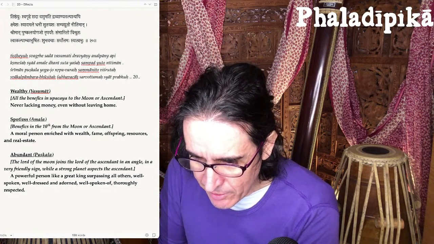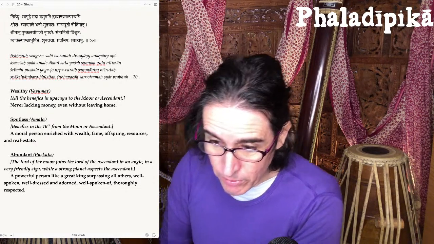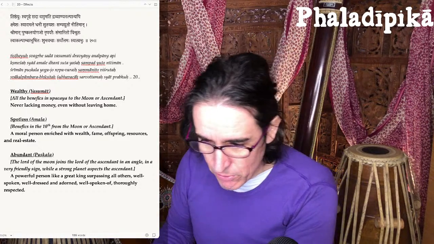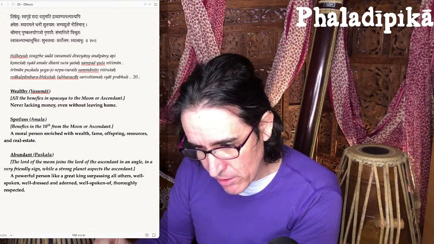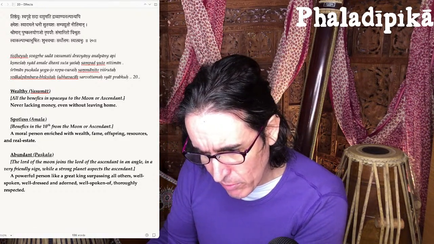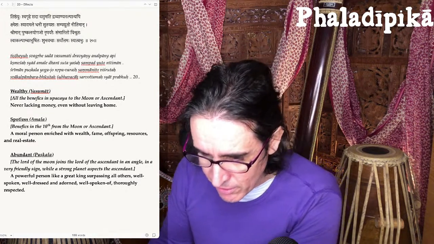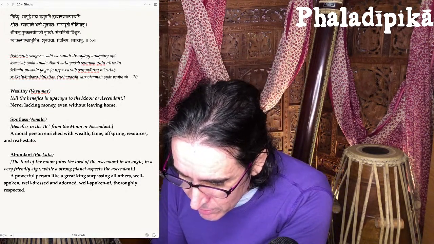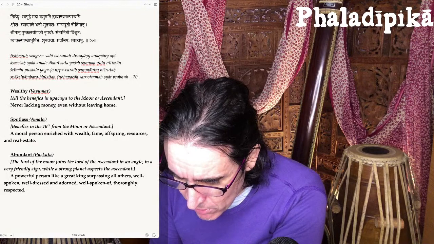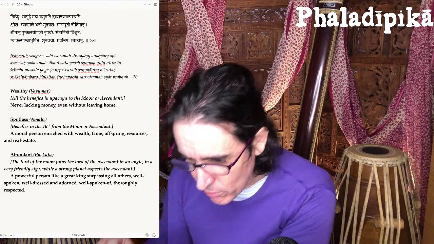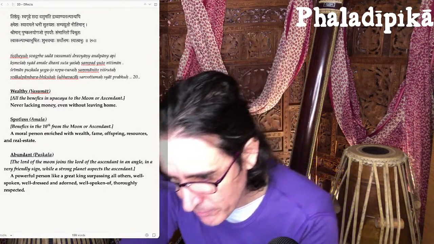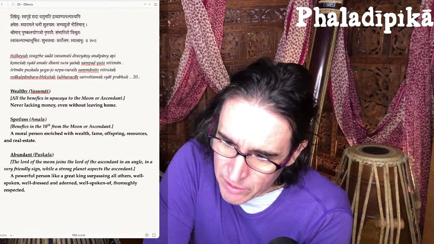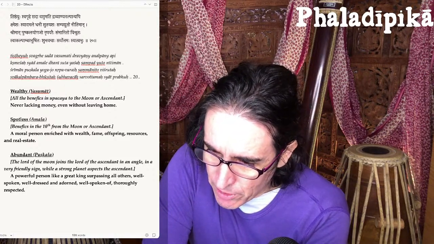And then this last one, the Puṣkala, this was the really complicated one to get. Lord of the moon joins the Lord of the ascendant in an angle in a very friendly sign, while a strong planet aspects the ascendant. The result is a powerful person, like a great king surpassing all others, well-spoken, well-dressed and adorned, well-spoken of, thoroughly respected. So the words here, Shriman Puṣkala Yoga Jo.